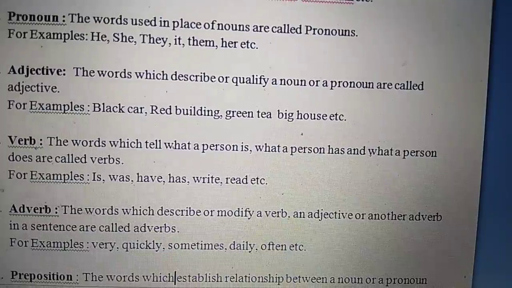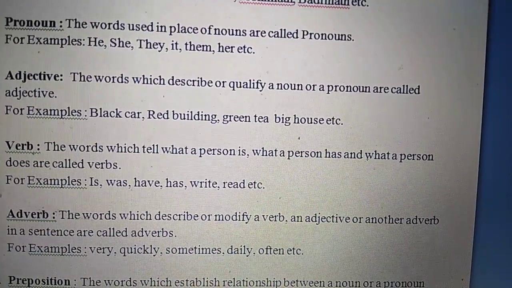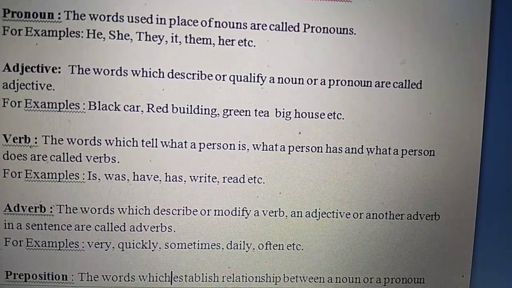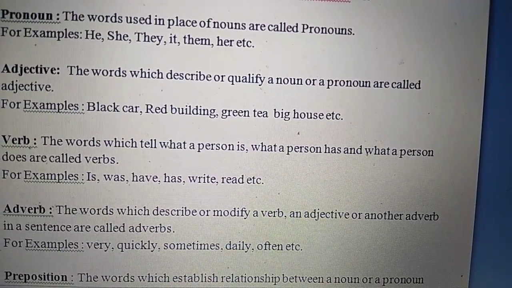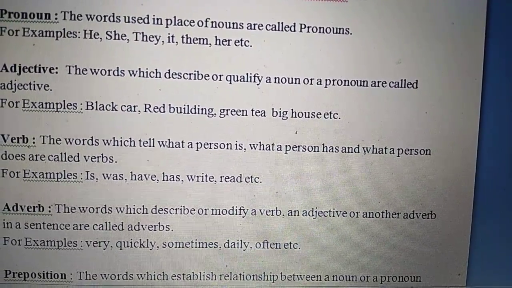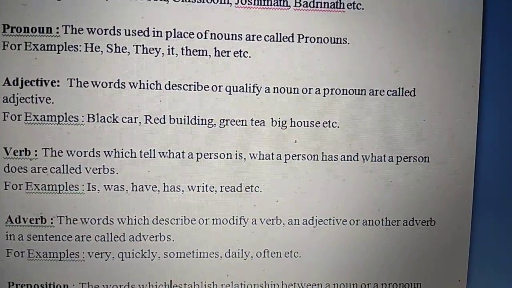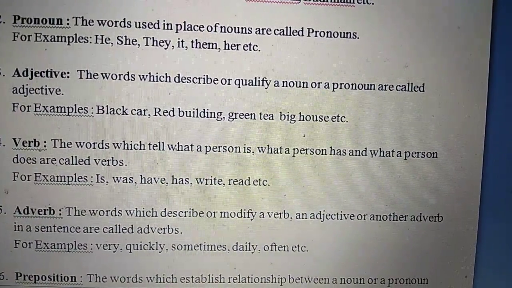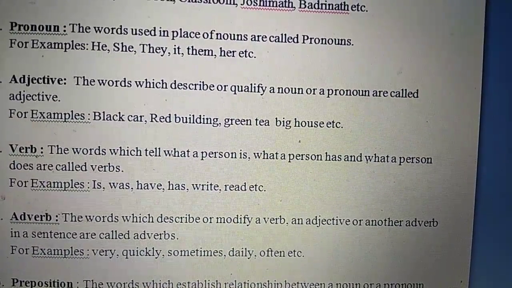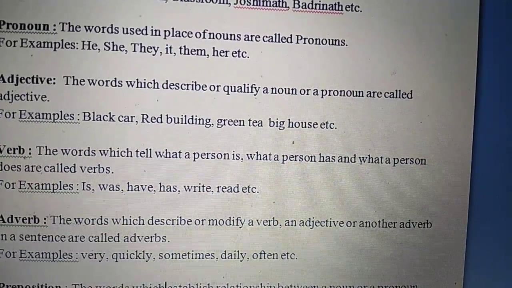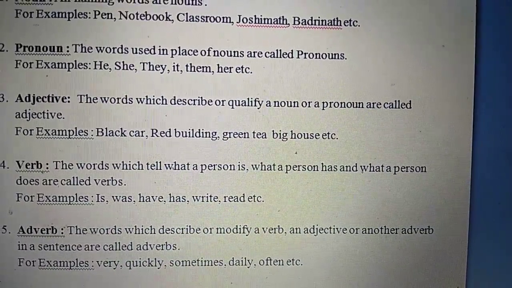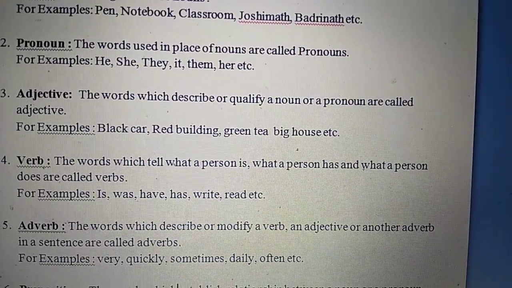Quickly also, he writes quickly. So quickly describes the verb writes. Sometimes. I sometimes go to visit my grandparents. So here sometimes also is an adverb, and it tells your frequency of visiting your grandparents. So it is also describing your action. Daily, similarly, we use daily. For example, I go to school daily. It also tells your frequency. Often, often also tells the frequency.